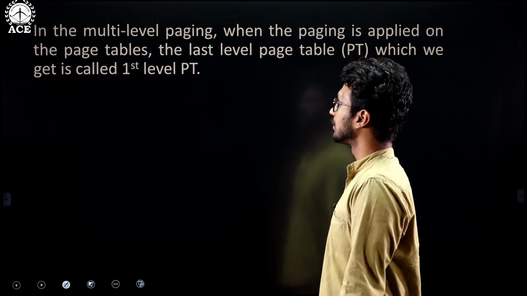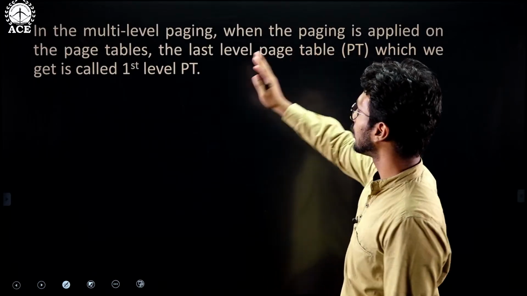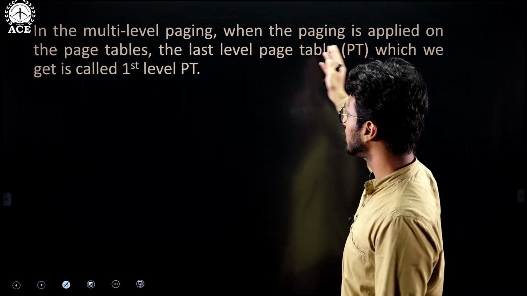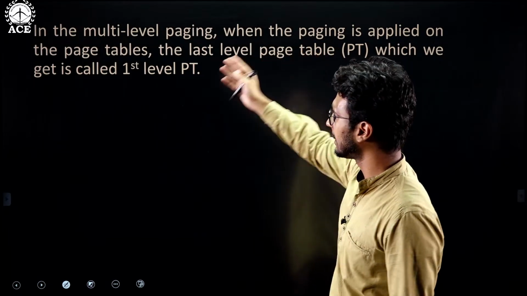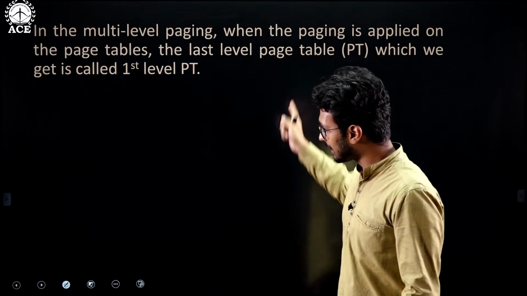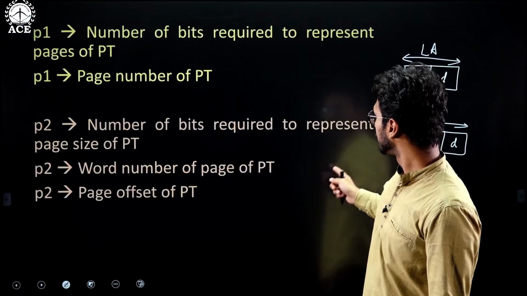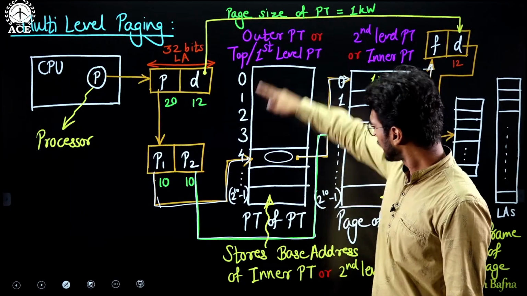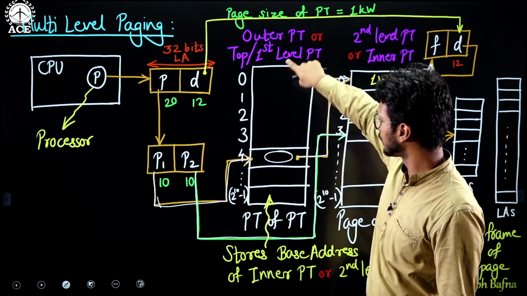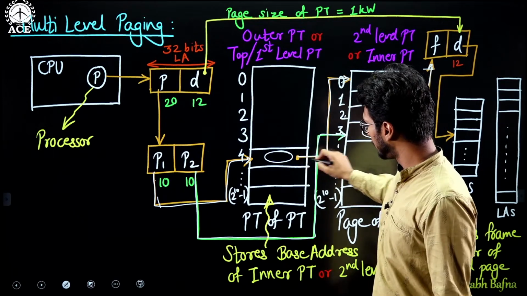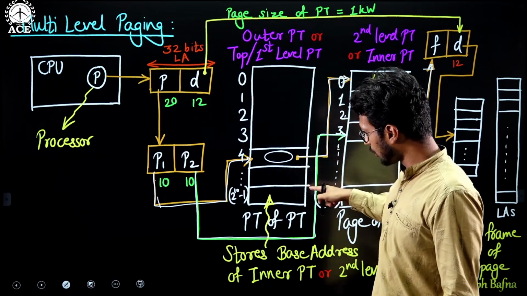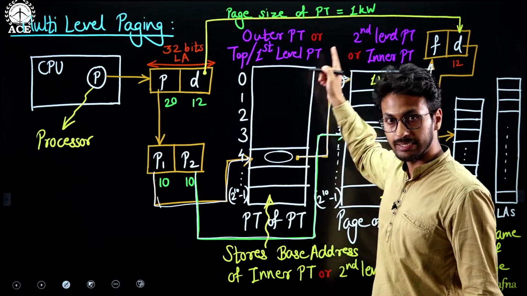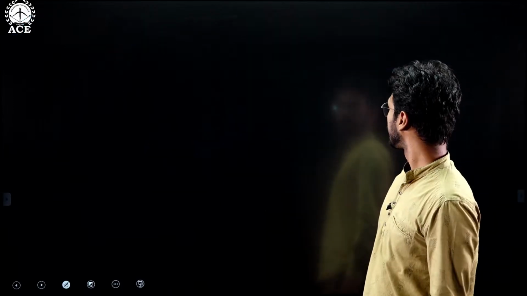Next one. We are about to end the lecture, a few more minutes and then done. Just have a look at this one. In multi-level paging, when paging is applied on the page tables, the last level page table which we get is the first level page table. See, we applied paging, isn't it? Just have a look at the diagram. This last level page table is actually called the first level page table. So there are lots of pages. This will point to a page of page table, this will point to a page of page table, and like that there are lots of page of page tables.